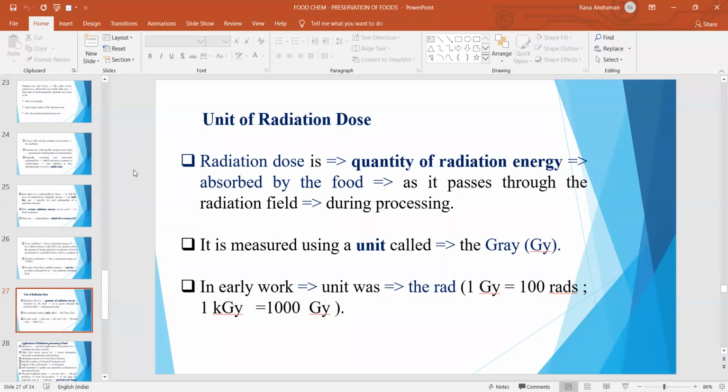Now let us see the unit of radiation dose. Radiation dose is the quantity of radiation energy which is absorbed by foods as they pass through the radiation field during processing. It is measured using a unit called the gray. In early work, the unit used was the rad. 1 gray is equal to 100 rads, and 1 kilogray is equal to, obviously, 1000 gray.